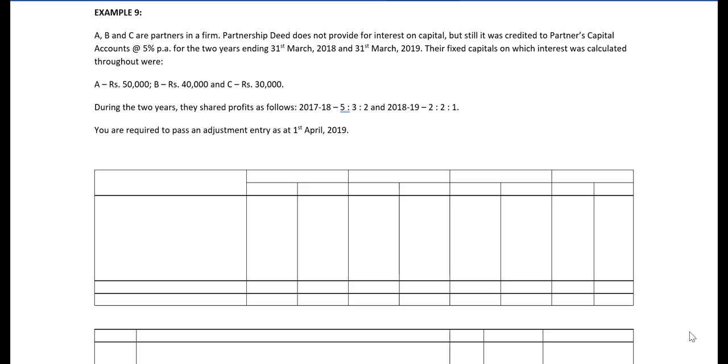During the 2 years, they shared profits as follows. 2017-18, the profit sharing ratio was 5:3:2, and 2018-19, the profit sharing ratio was 2:2:1. You are required to pass an adjustment entry as at 1st April 2019.